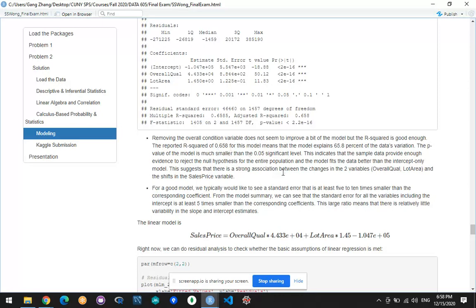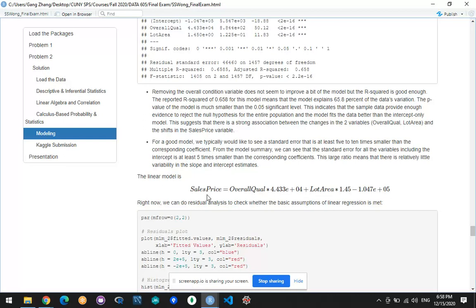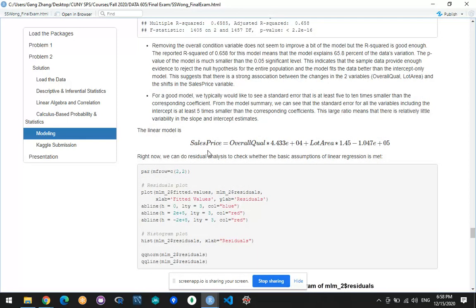It's 0.658. And this means that 65.8% of the data variation is explained by the model. And the p-value of the model is also much smaller than the 0.05 significance level. This indicates the sample data provided enough evidence to reject the null hypothesis for the entire population, and the model fits the data better than the intercept-only model. And this suggests that there's a strong relationship between the change in the two variables, the overall quality and log area, and the shift in the sale price variable.